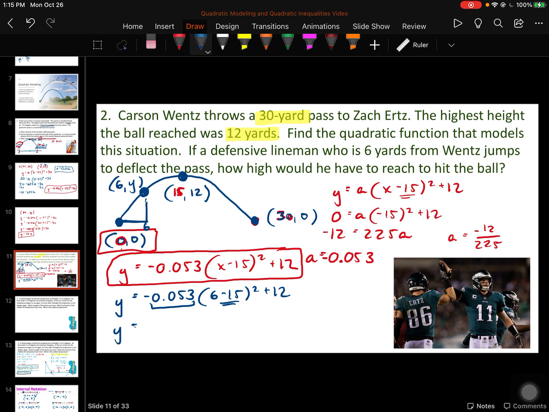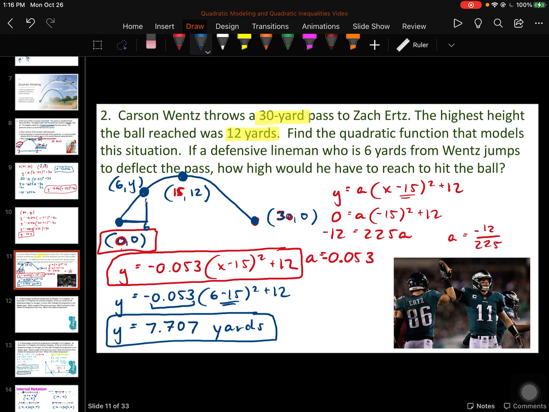And we get y equals 7.707. So this said how high, it didn't specify at all. So we're going to say 7.707 yards, because remember, we're in yards for everything. And there's another real-life example of this.